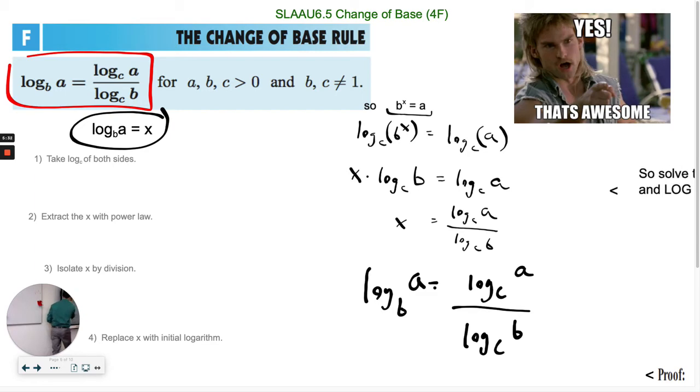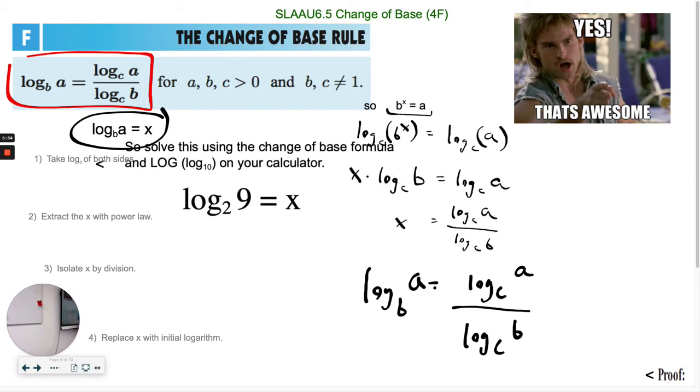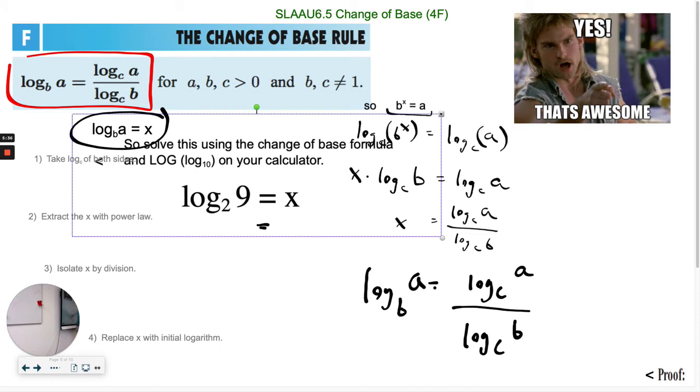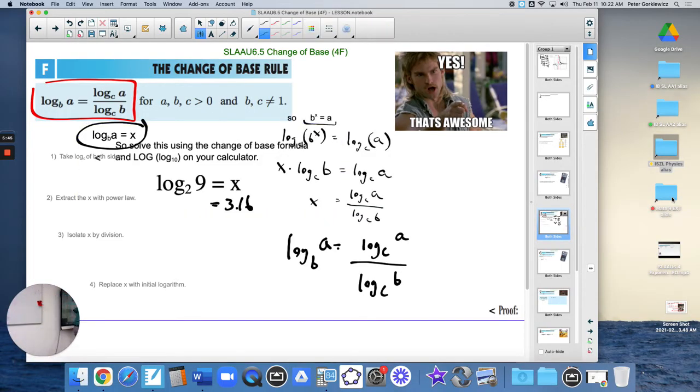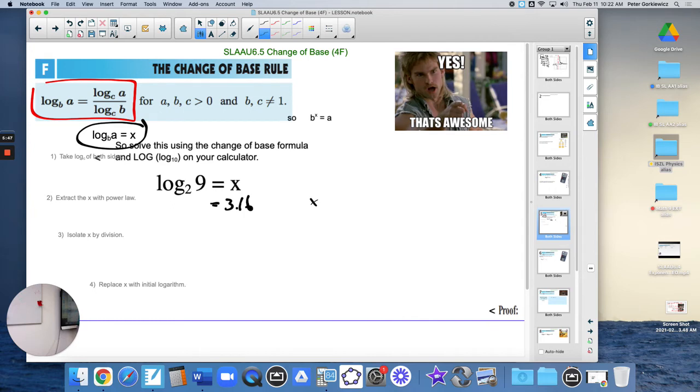So instead of saying log base 2 of 9, which we put in our calculator just a second ago and found was 3.16, you could instead call this log base 10 of 9 over log base 10 of 2.